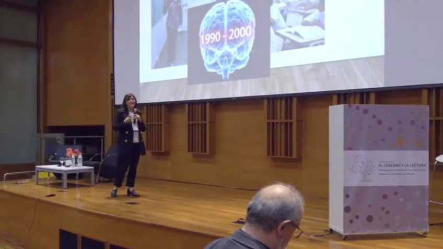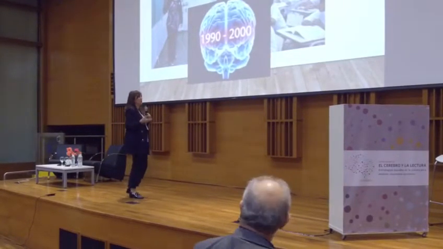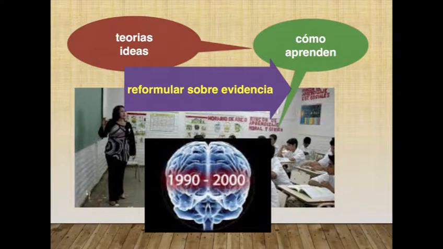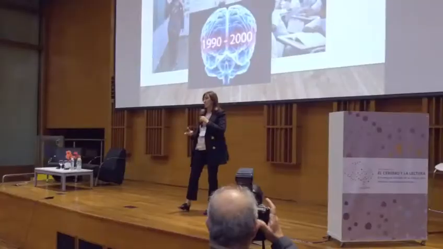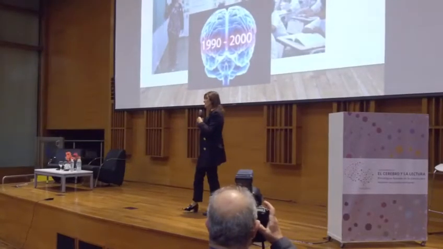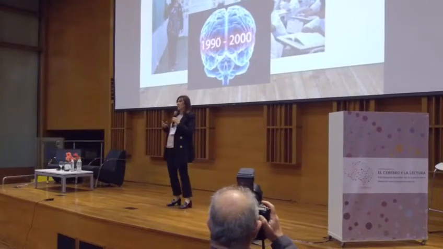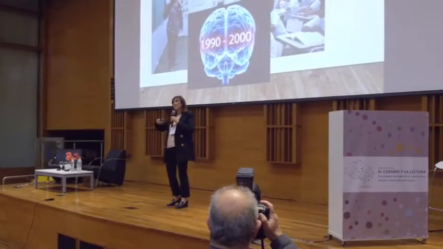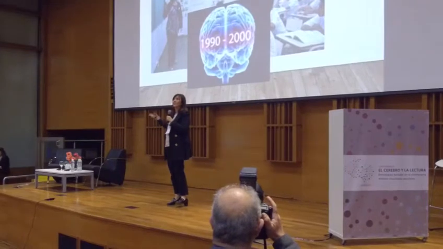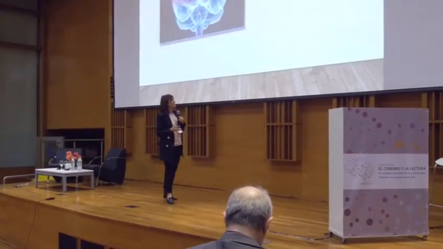And so, the truth is that having all this brain knowledge, being able to see brain activity when children read, when they speak, etc., enables us to reformulate theories we had based on evidence. And so this is of paramount importance because without that, it's very hard to make changes or sustainable changes.